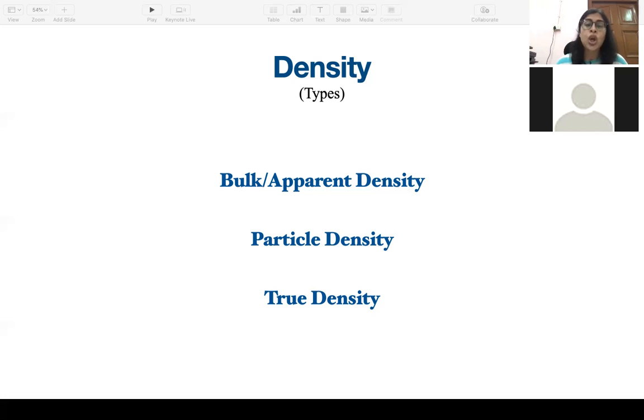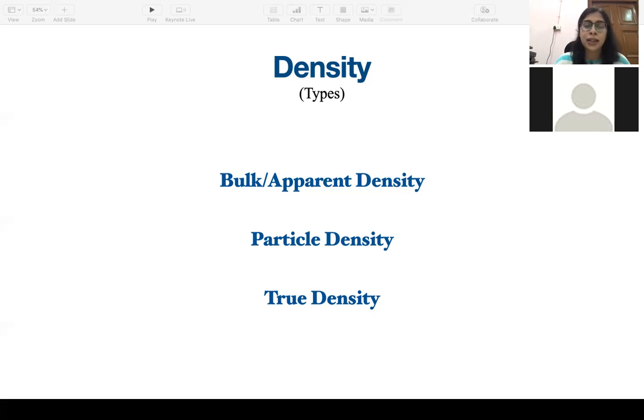Okay. So here density is measured in three parts. One is bulk or apparent density, one is particle density, and one is true density. So as the name suggests, bulk or apparent density. Now bulk density is also of two types. One is the packed product density and one is the loose product density.